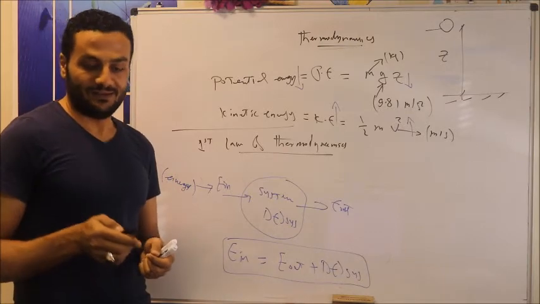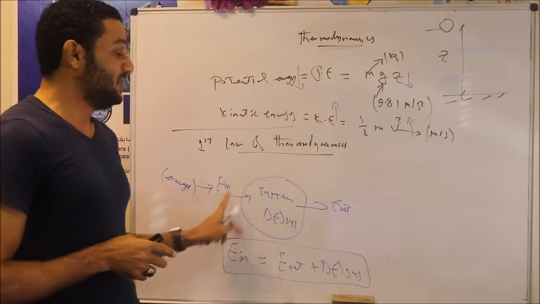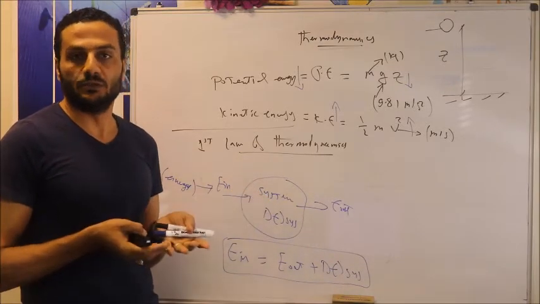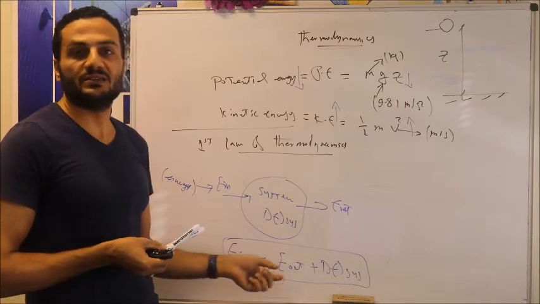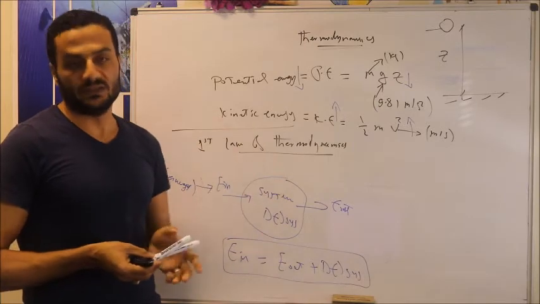So this is the first law of thermodynamics. We say the first law of thermodynamics deals with the quantity of energy. It is an energy balance: quantity in equals quantity out plus the quantity stored within the system.